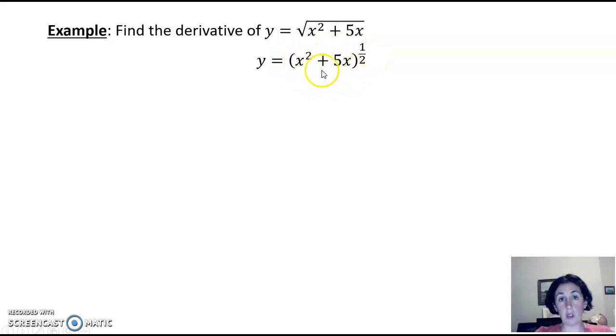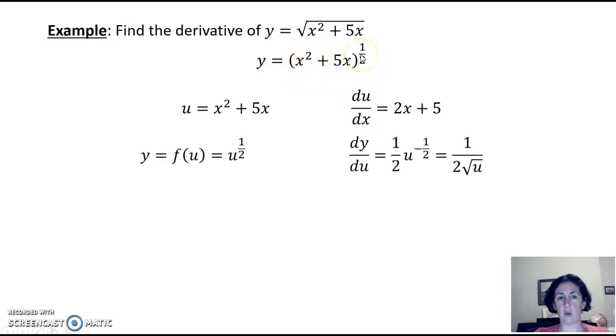So I can call u my inside function, x squared plus 5x, and then I can find the derivative of u with respect to x using my 4 basic derivative rules, 2x plus 5. And now my outside function would take this inside function u and raise it to the 1/2. Then I can find the derivative dy du, the derivative of my outside function, using the power rule, 1/2 u to the negative 1/2. We can get rid of that negative exponent and put it back in radical form, and we get 1 over 2 times the square root of u.